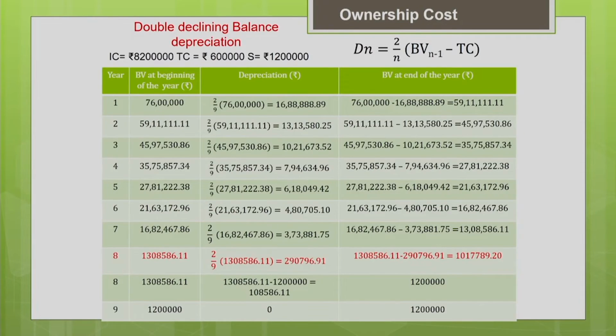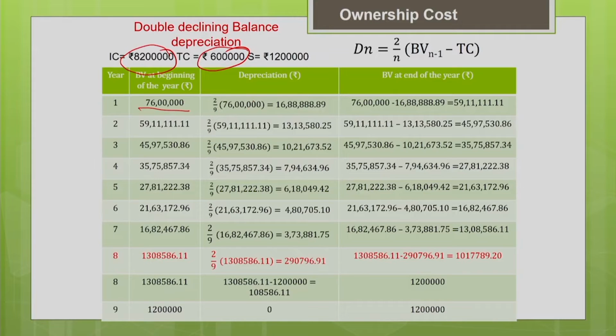Now, let us move on to the double declining balance method. In the double declining balance method, it is totally different from the earlier methods, as I told you. Here we are not using salvage value in the estimation of the depreciation of the machine. So, you are going to depreciate the instantaneous book value. For the first year, what is the book value at the beginning of the year? It is 76 lakh. How did you get the 76 lakh? Your initial cost is 82 lakhs minus your salvage value is 6 lakhs. That will give you the book value at the beginning of year 1, 76 lakhs.